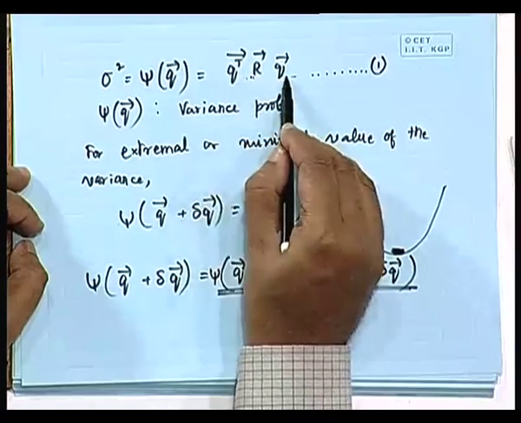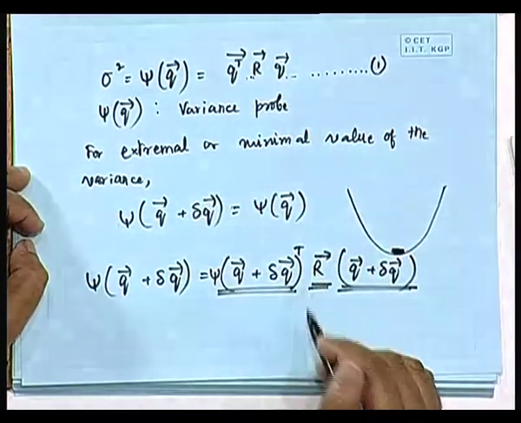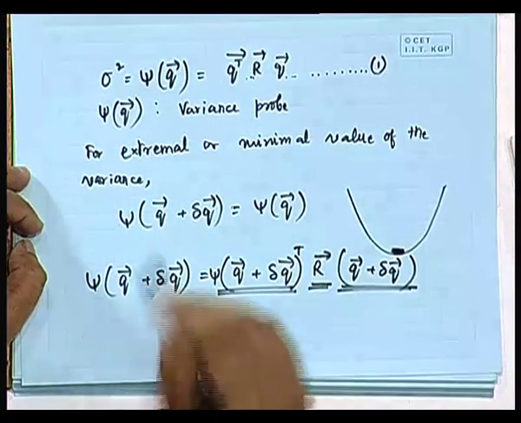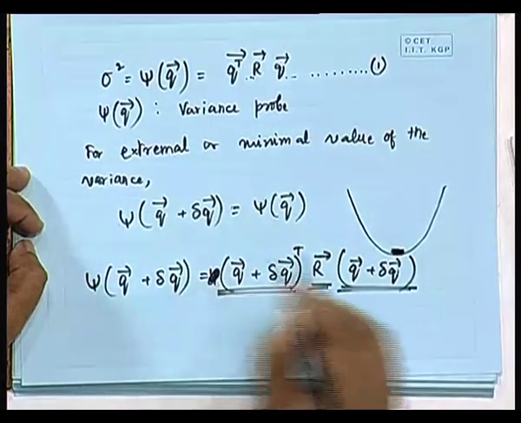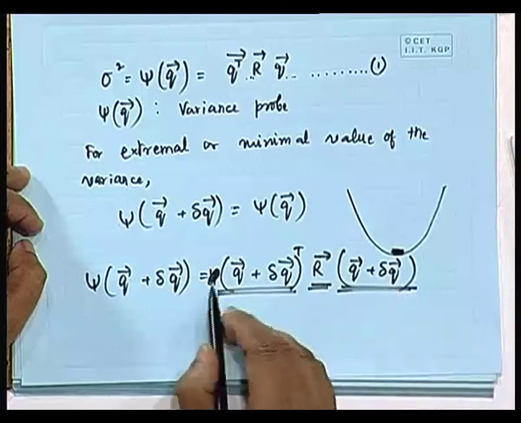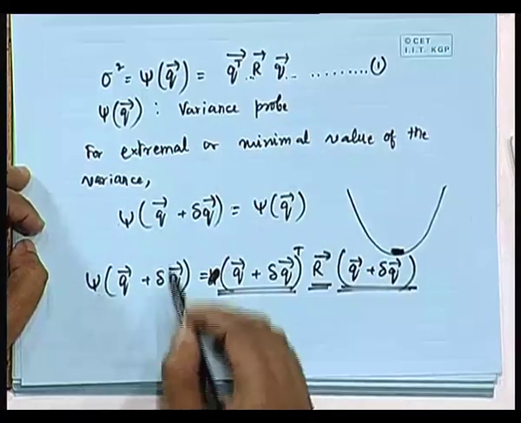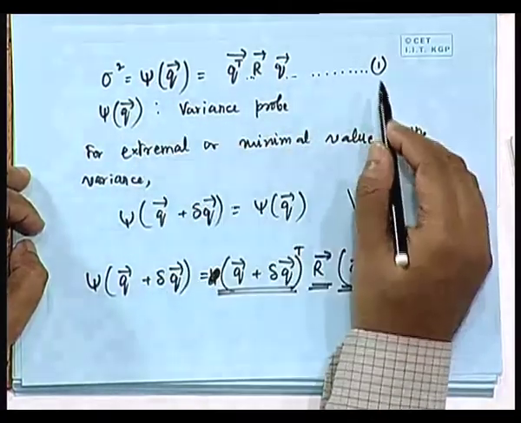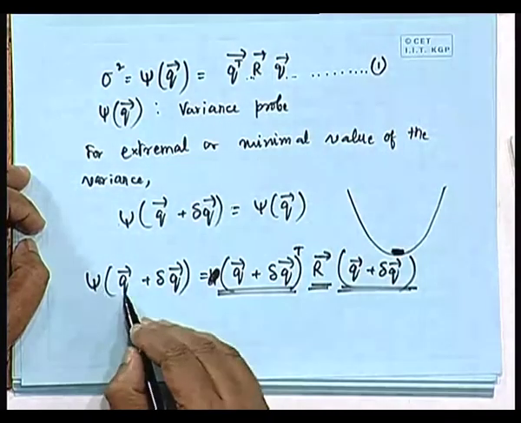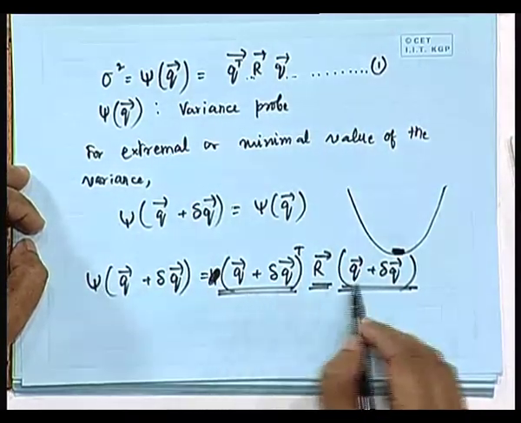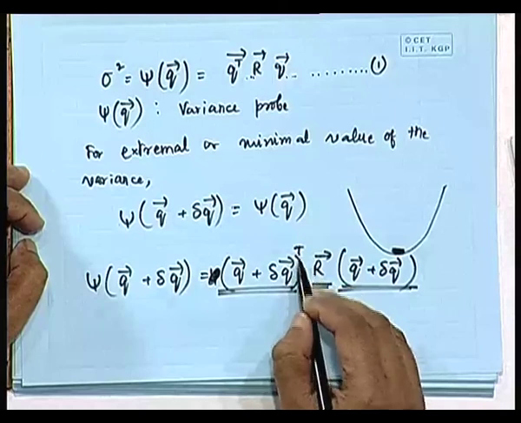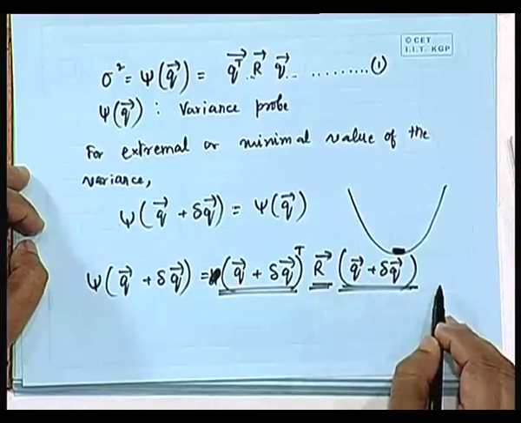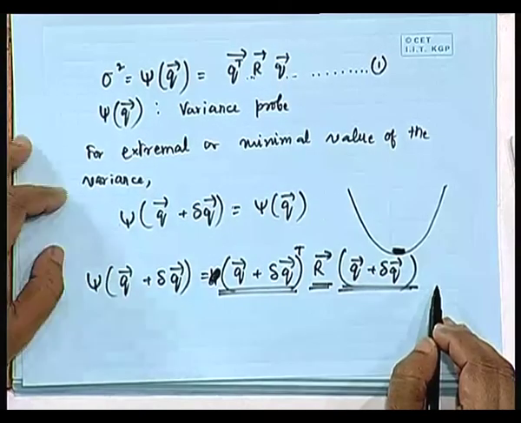By applying the same definition. Oh, so not psi, that is wrong. Thank you very much for the correction. So by applying the definition of equation 1 only, psi of Q plus delta Q is equal to Q plus delta Q transpose R, Q plus delta Q, right.